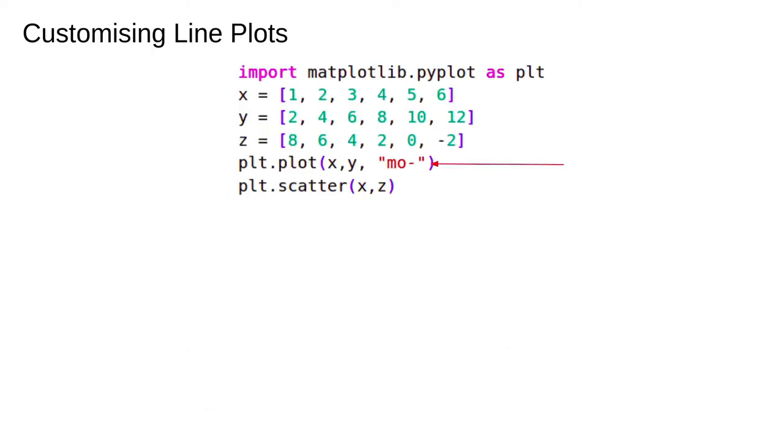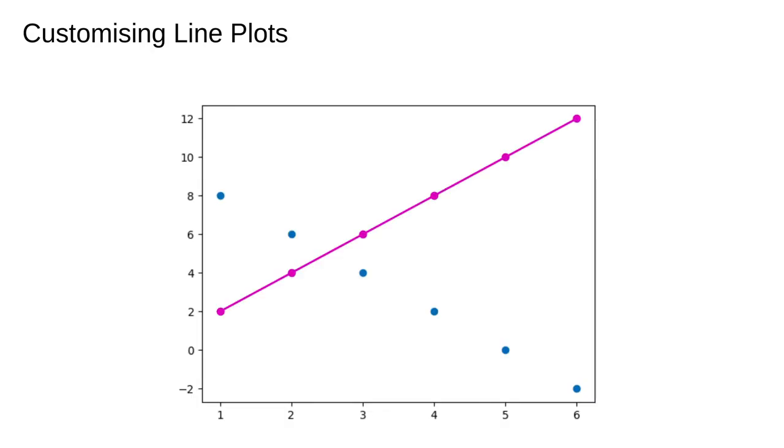You will also see shorthand such as this. The 'mo-' is a format string. It specifies color, marker, and line style. Here we're using m for magenta, o for circles, and a dash for a solid line. This is the result. The format string can be useful, but it's a bit less flexible and you can't use most of the named colors, for example.